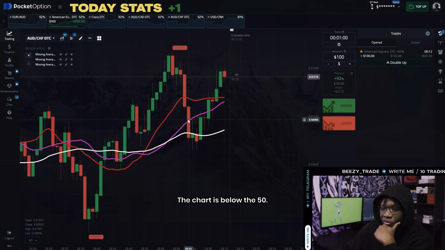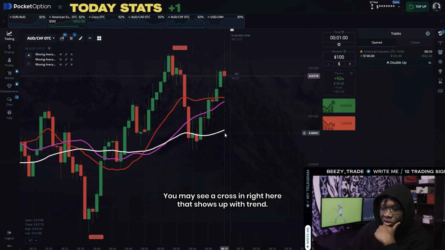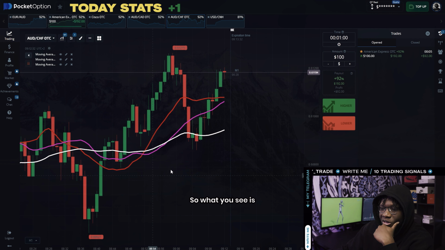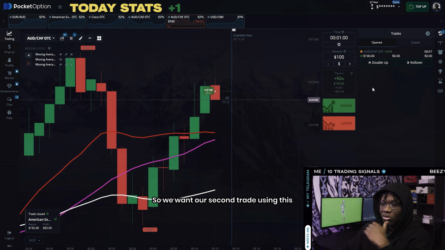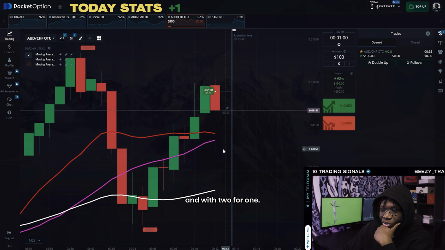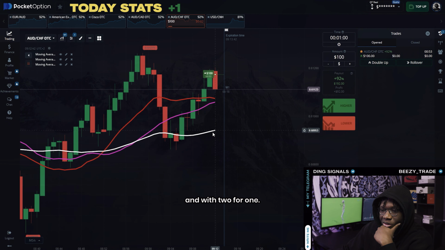And here we see the same. The chart is below the 50 EMA. You see a crossing right here that shows the trend. So it just seems like a no-brainer to also call. So we won our second trade using this. And we're 2 for 1.